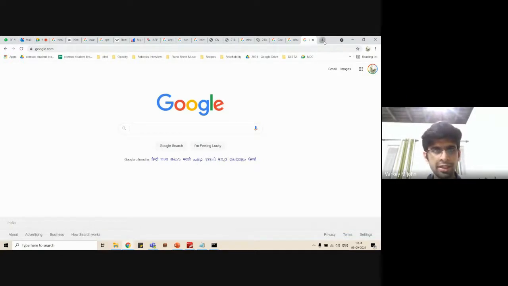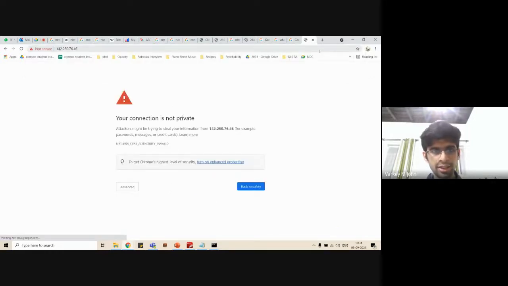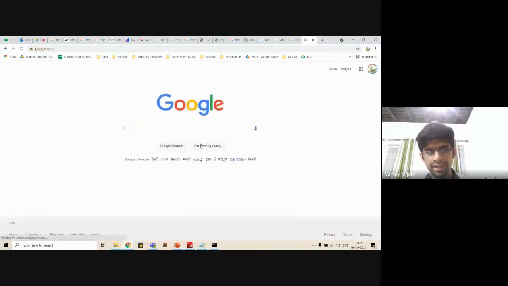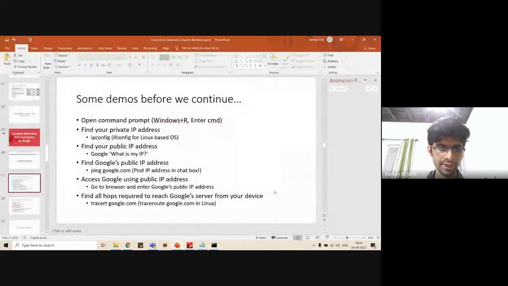Similarly, you can use 443 with HTTPS, and then it shows that it's not private, but yes, you can get google.com. So the google.com website is hosted on two different ports, 80 and 443. 443 is the secure version, which uses HTTPS. Yeah, so that's about Google's public IP address.